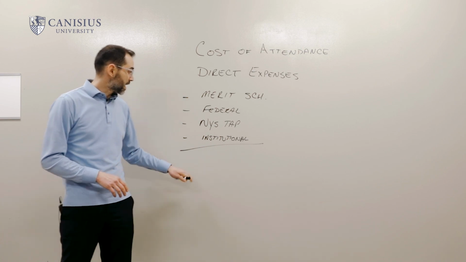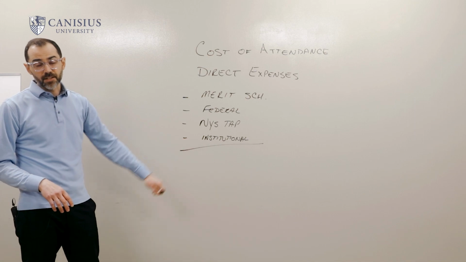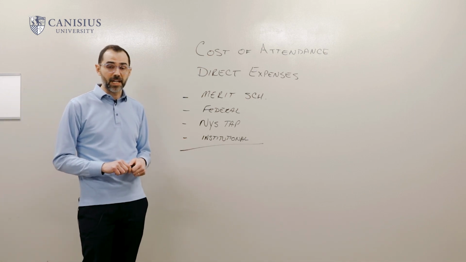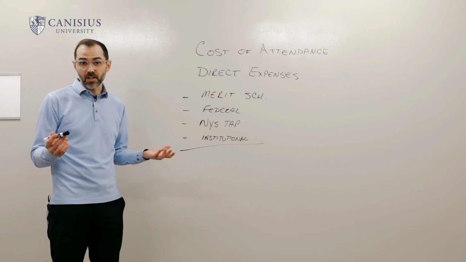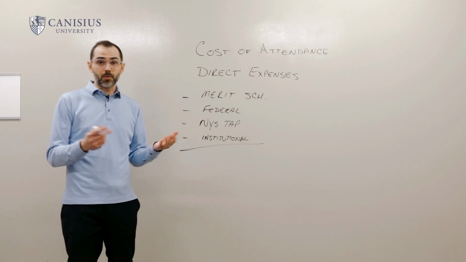So at the end of the day, after direct expenses, after we subtract financial aid eligibility from direct expenses and we get to net price, the next piece of information on that financial aid award letter is going to be federal loan eligibility, or what we call self-help. So there's your net price, right? And then there's how do we pay for it?